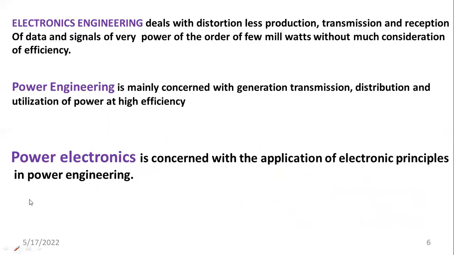So what all I have explained, I have just given here in my PPT. Electronics engineering deals with distortionless production, transmission and reception of data and signals of power of the order of a few milliwatts without much consideration of efficiency. So it's a very low voltage, low power application. Whereas power engineering is mainly concerned with generation, transmission, distribution, and utilization of power at high efficiency. We normally calculate how efficient the power was when we transmitted it from sending end to receiving end.